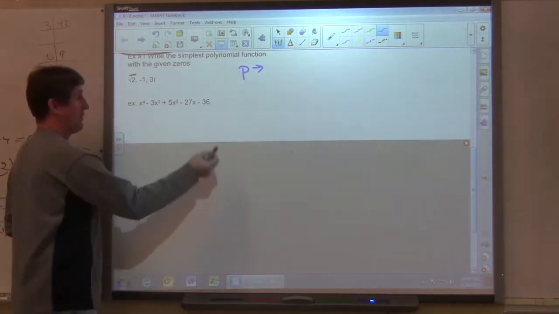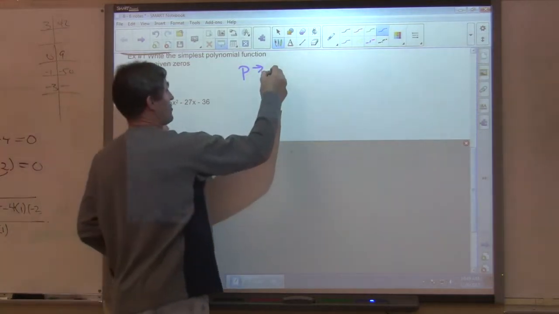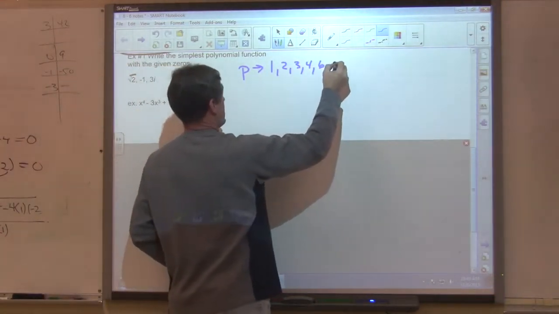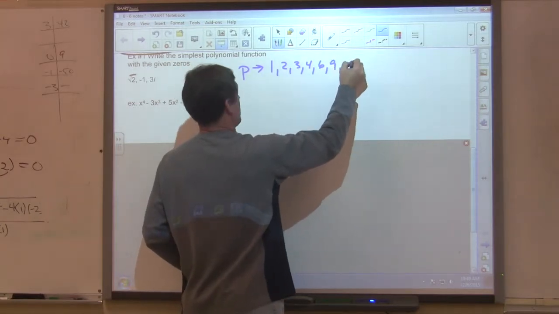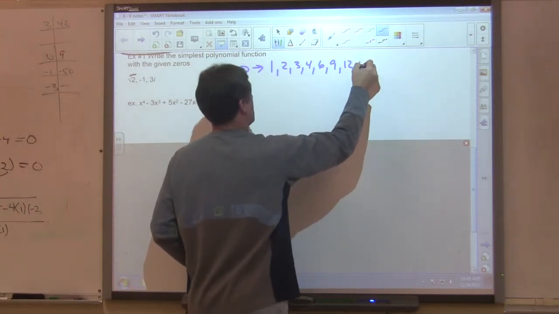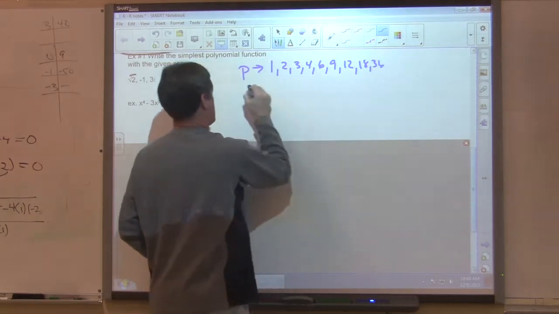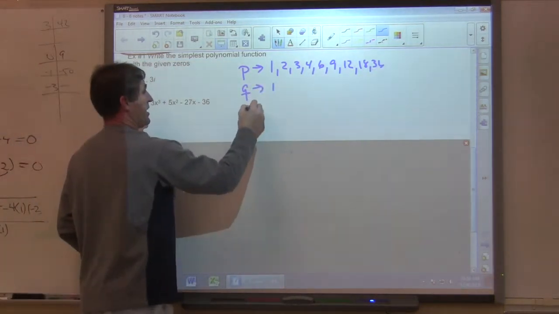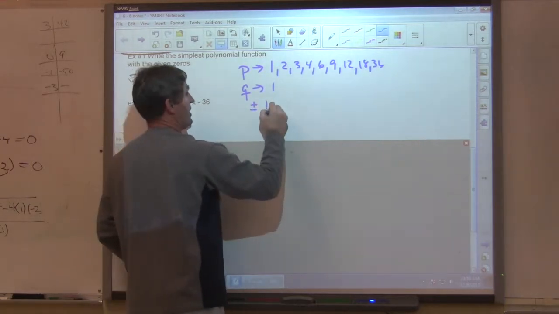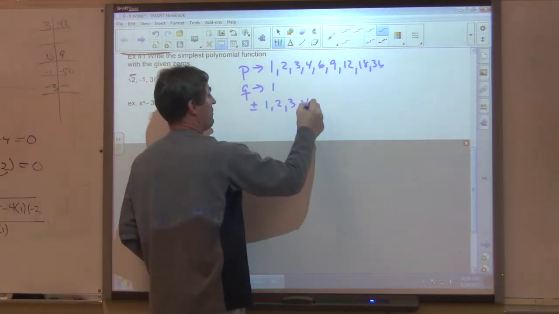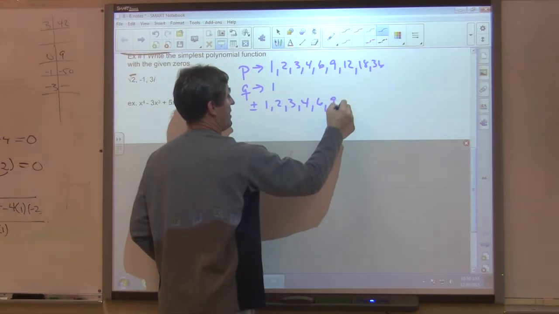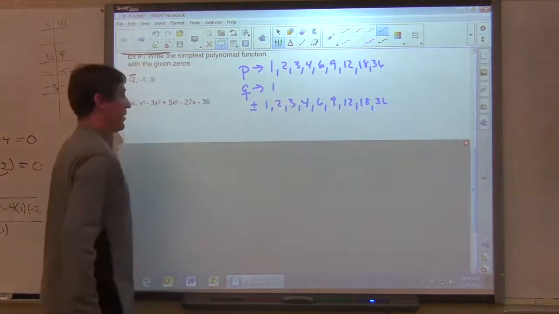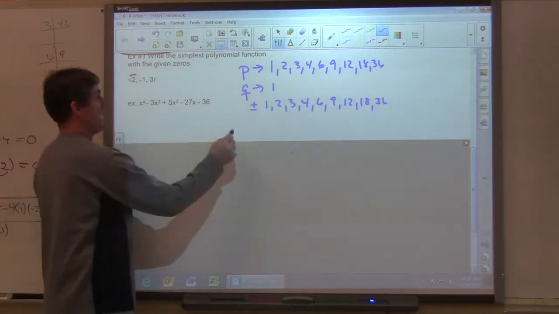Find our factors of p. Remember, that's the factors of your constant. So 1, 2, 3, 4, 6, 9, 12, 18, and 36. My factors of q are my leading coefficient, which is 1. And so my possibilities are 1, 2, 3, 4, 6, 9, 12, 18, and 36, because we put those over 1. Now we do our sign changes.